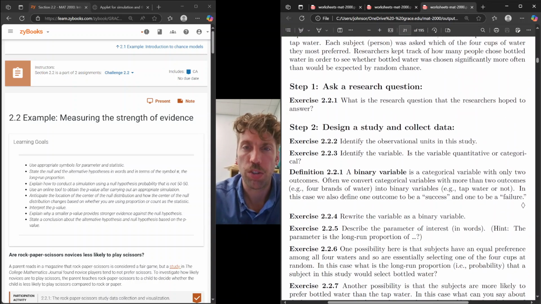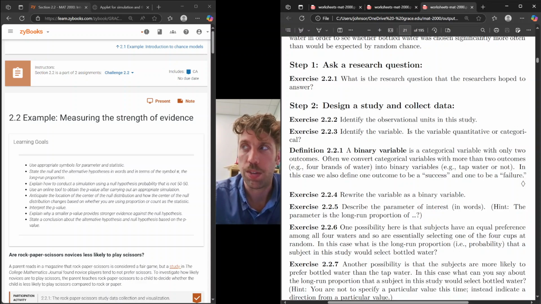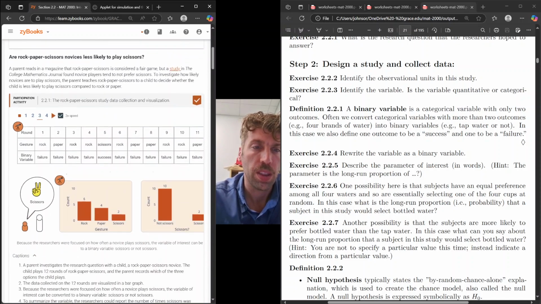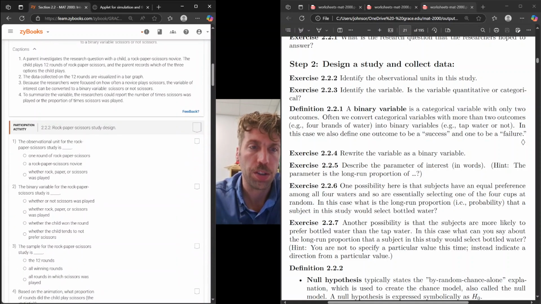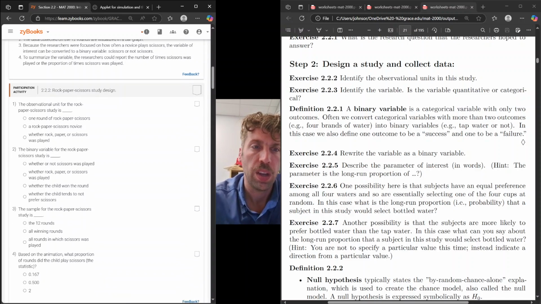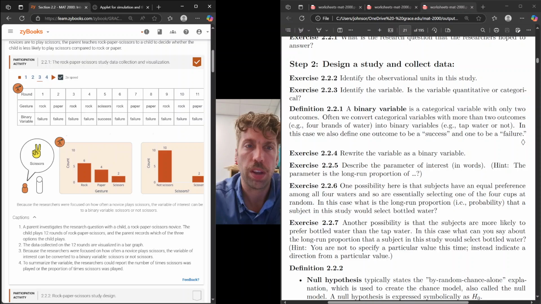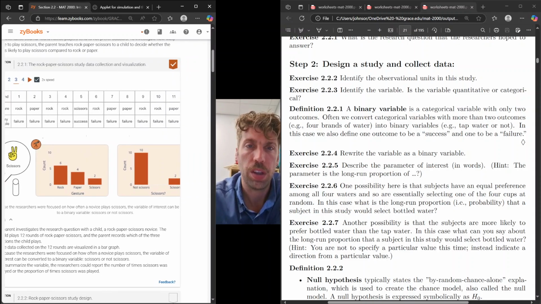And so the first question is to state the research question. Make sure a research question should be a full sentence, complete sentence. And then identify the observational units. That's going to be similar to your reading when you identify the observational units there. And then in the reading, you skip straight to the binary variable because you had this thing right here.